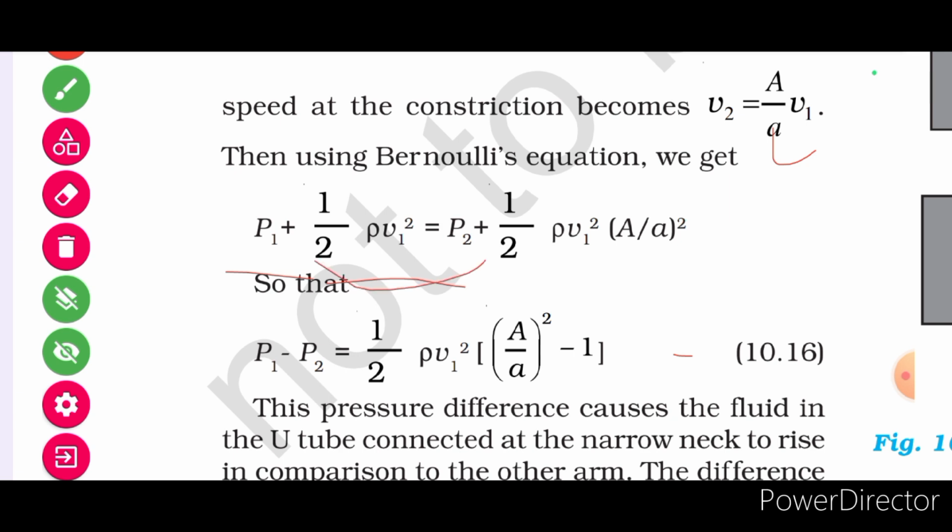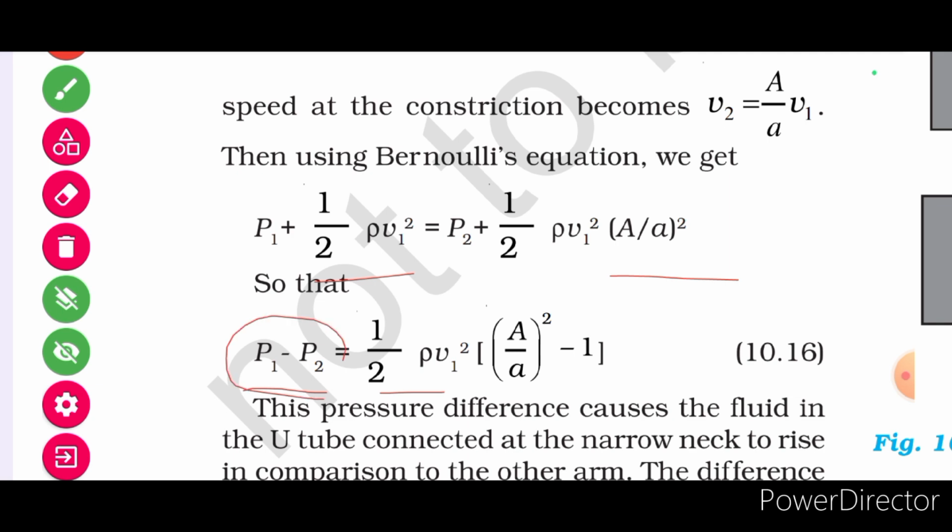We will shift p2 to this side, rather we will shift p1 this side, and this to that side. So we get p1 minus p2 equals half rho v1 square, and we take half rho v1 square common. Then inside the bracket we obtain A square upon a square minus one.